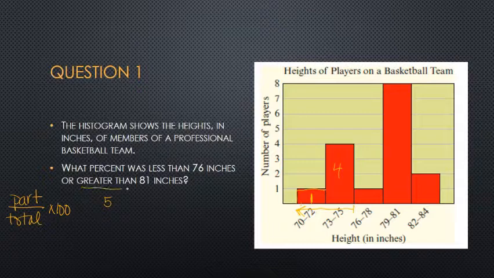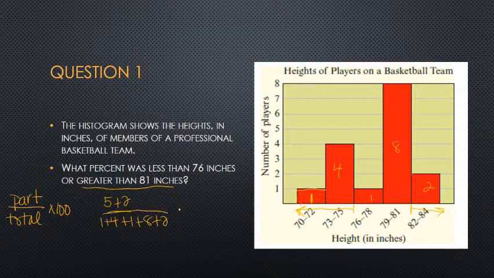But I also am looking for who's greater than 81 inches. So here's my 81 cutoff. I want to know who's greater than 81, and that's going to be these 2 people that are represented in that class. So 5 plus 2 represents all those that were less than 76 and greater than 81. Now remember, we put that over the total. If we want the total, we're going to add up all of these parts: 1 plus 4 plus 1 plus 8 plus 2.